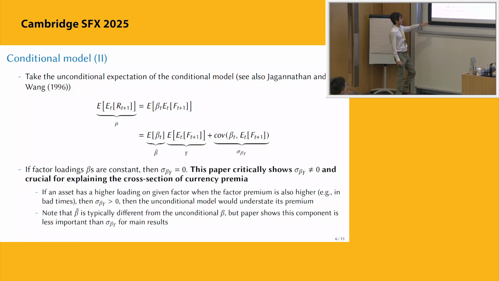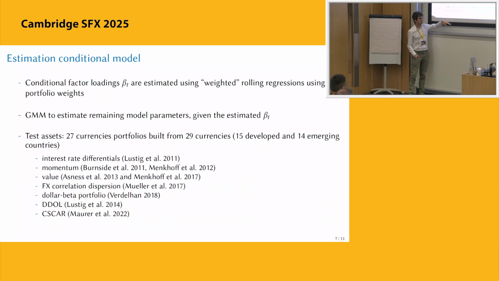Okay? Note that as I was mentioning, the beta bar is typically different from the unconditional beta. So this potentially could also be a source to explain the result, but the paper showed that it's less important than the sigma. To estimate the model, they use some sort of weighted rolling regressions to estimate the betas. Then they feed these betas in the GMM model that you saw in the slide a few minutes ago, and that's basically how the model is estimated.